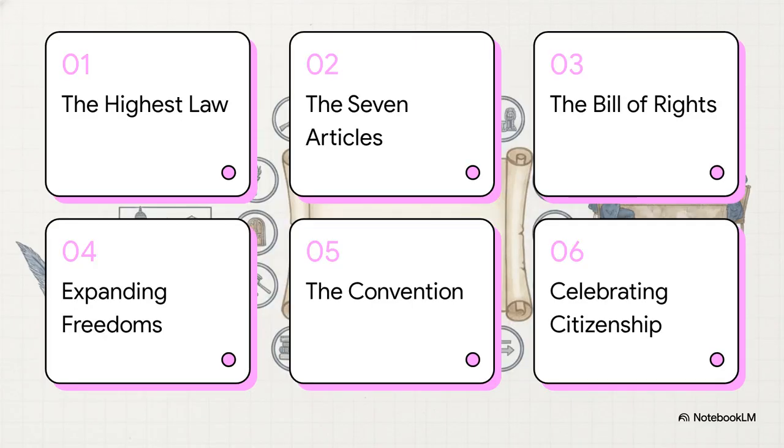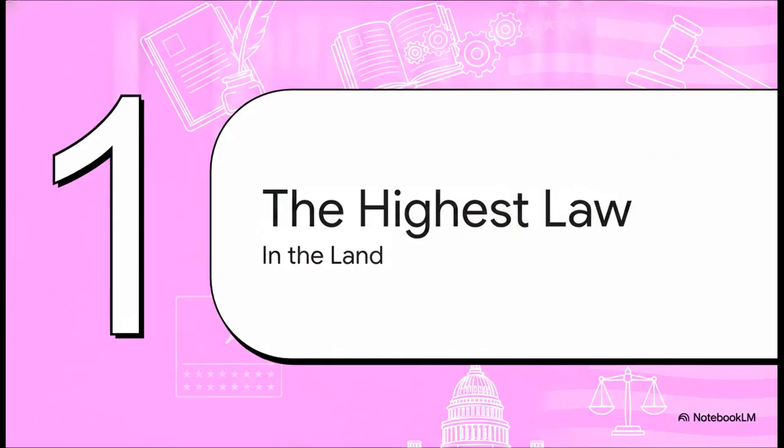To really understand this amazing document, we're going to break it down into 6 steps. The highest law, the 7 articles, the Bill of Rights, expanding American freedoms, the Constitutional Convention, and finally, celebrating citizenship. All right, jumping right into step 1, the highest law.